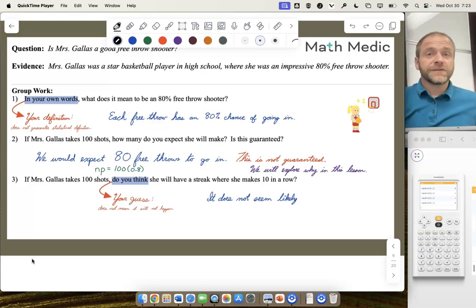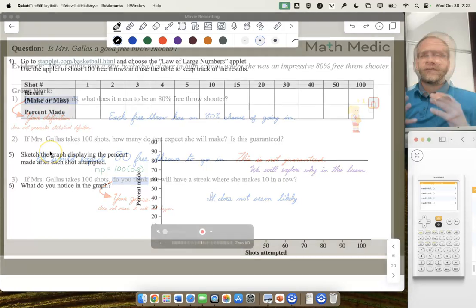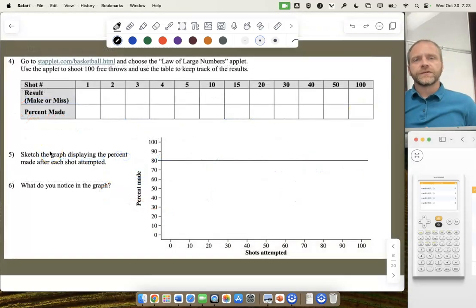So now, let's do the activity. You can see on number 4, it says go to stapplet.com/basketball.html. And we're going to choose the law of large numbers applet. This will take you right to the applet itself. We're going to use this applet to simulate 100 free throws, and we're going to keep track of the results in the table. Results are either make or miss. You can do a check mark or an X, it's up to you. And then we're going to look at the percent made. So we're going to keep track of the percent made as we run the simulation.